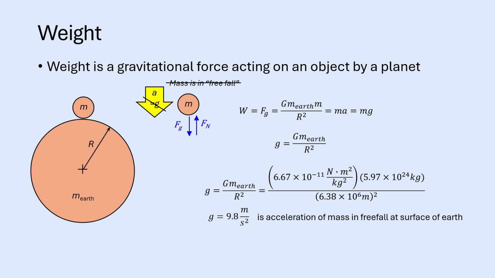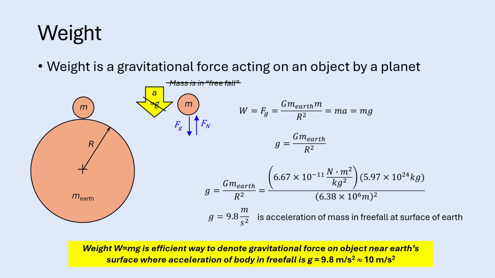If the object is supported by a surface, like the ground or a table, a normal force counteracts the weight and it's no longer in free fall. In fact, the acceleration is zero. The takeaway is that you can simply assign an object's weight as equal to mg in most free body diagrams.